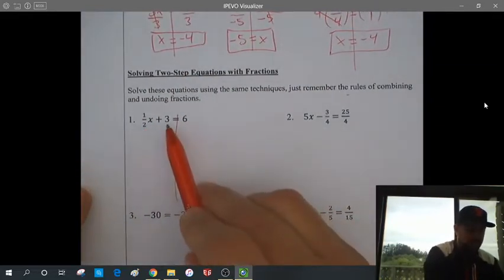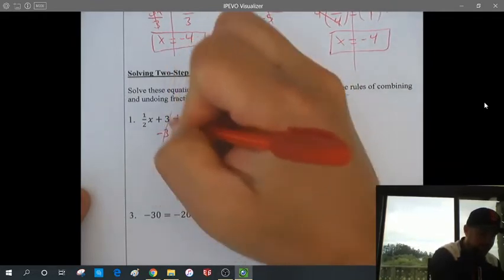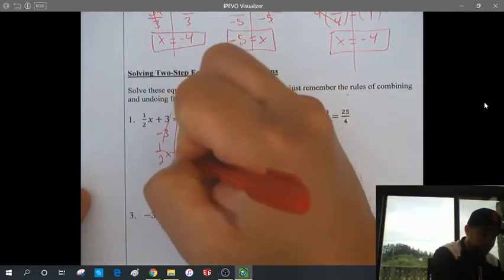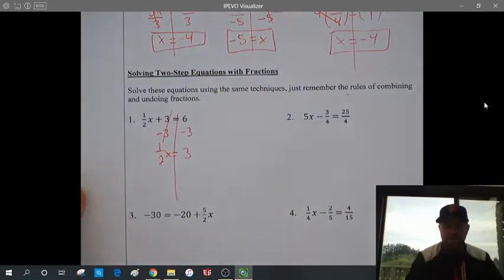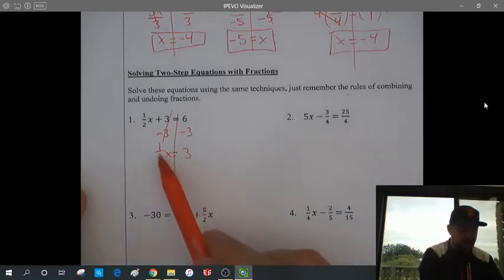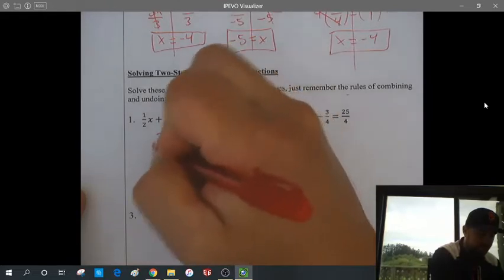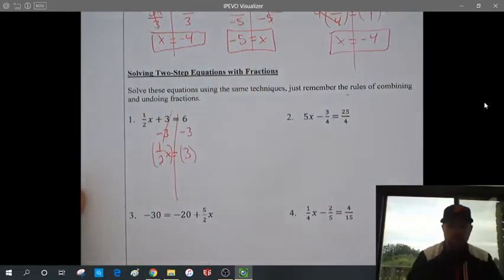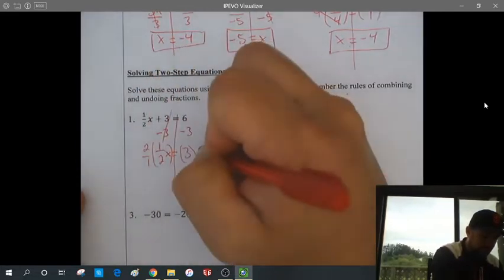1/2 is my coefficient, the 3 is my constant, so I'm going to undo the 3 first. 6 minus 3 is 3. And then, remembering from our one-step equations with fractions, now I have a fractional coefficient of 1/2. I'd really be dividing by 1/2 on both sides, but as we saw, what we're really going to do then is multiply by its reciprocal, which is 2/1.